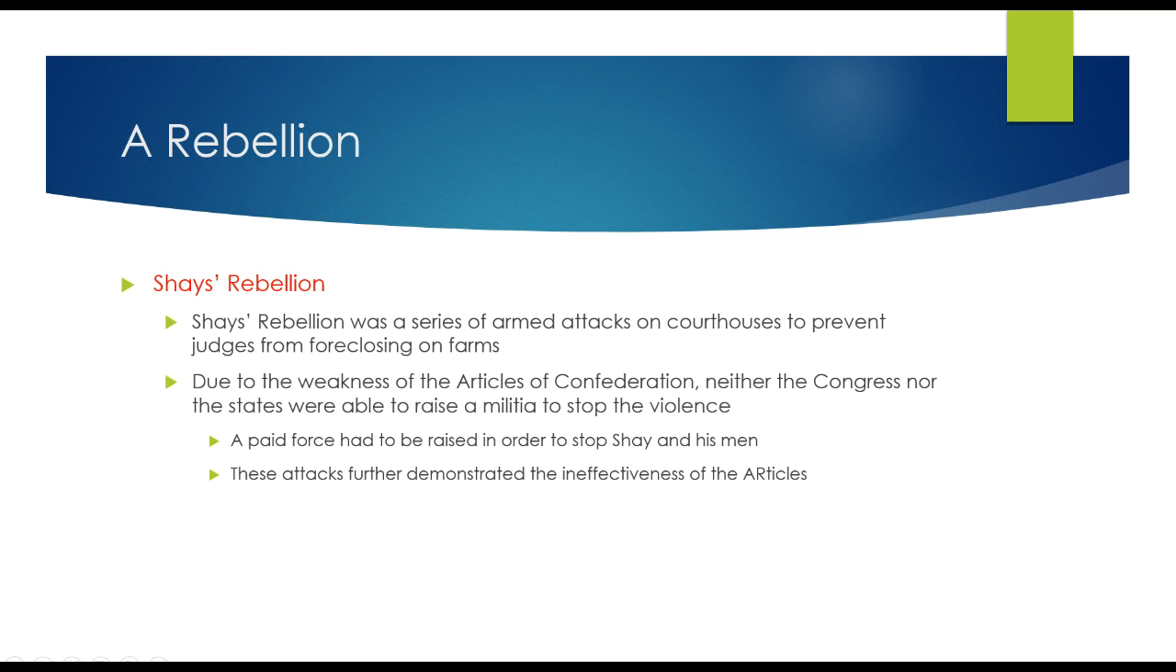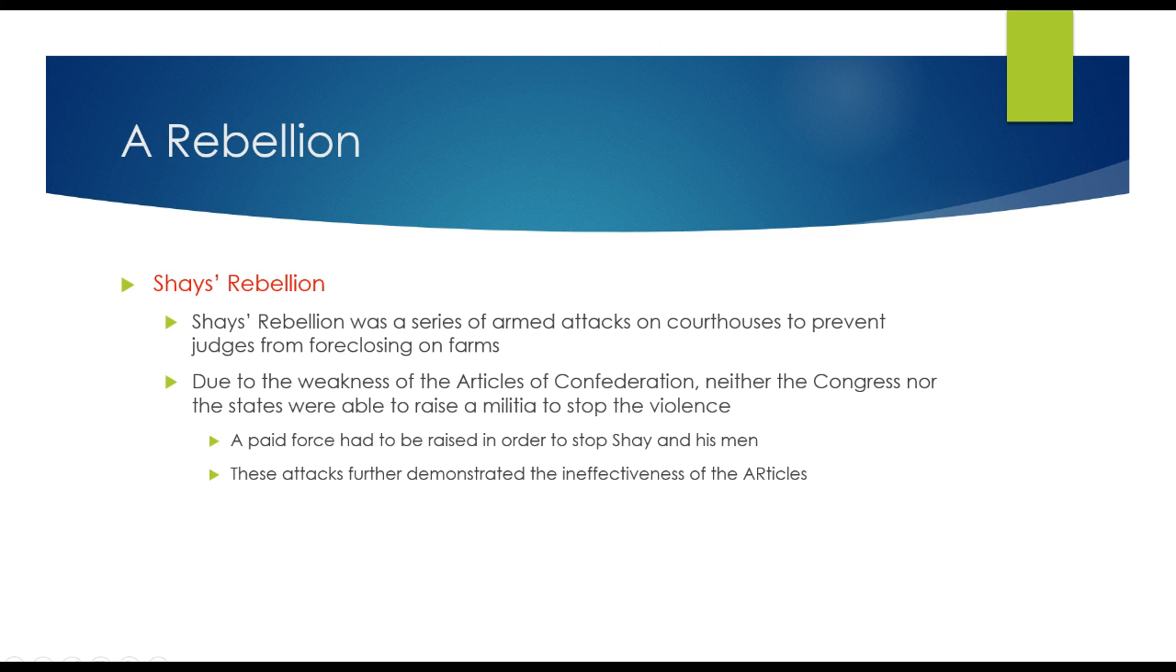And he felt that the farm foreclosures that were going on against these farmers who were suffering directly because of the Revolutionary War, he felt that the foreclosure of these farms went against the spirit of what the revolution was supposed to be. So they went farm to farm, place to place, rioting, burning buildings down, things like that.